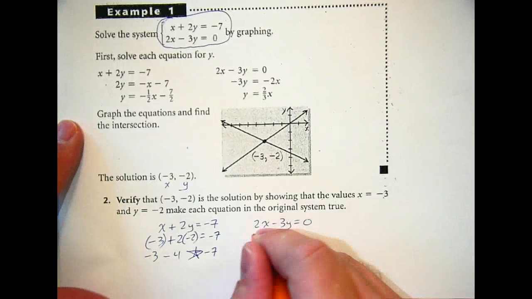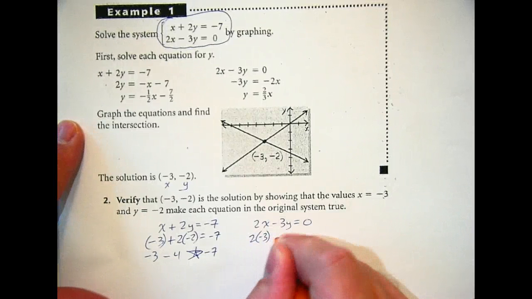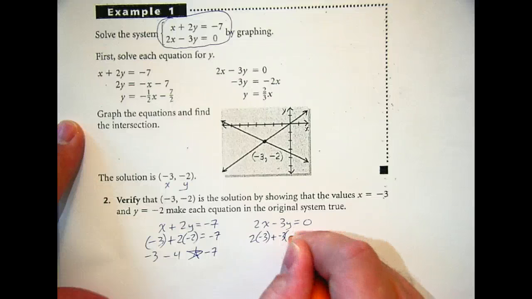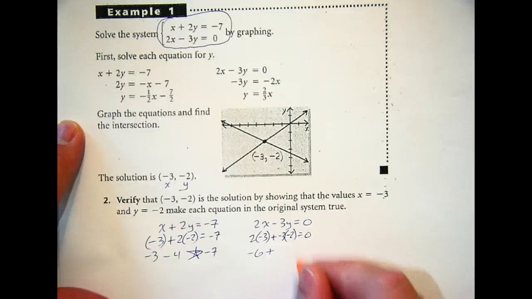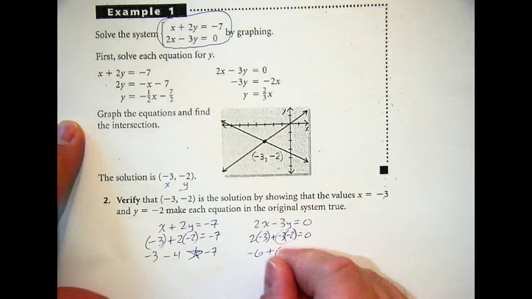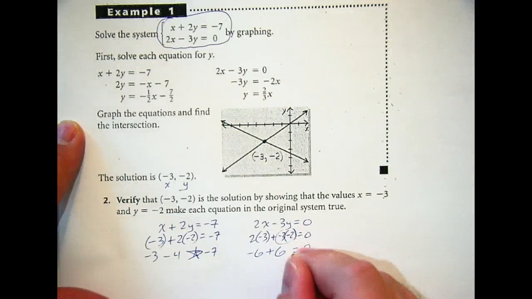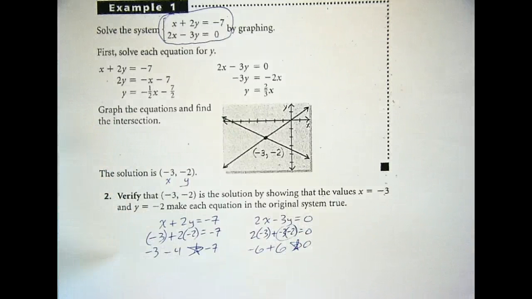Okay, we try the same thing here. 2 times -3 plus -3 times -2 equals 0. -6 plus, it's a positive 6 there. That equals 0, so we're good. It has to be true in both of them. That means it's a solution. Okay, that's where we're at with those.